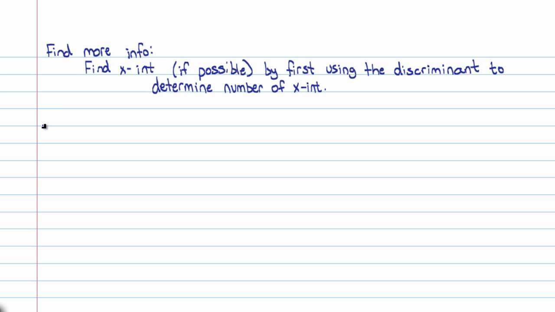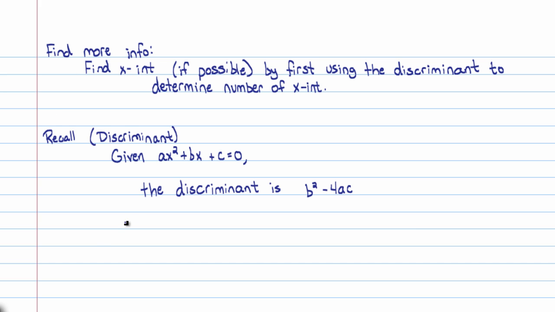Now recall what the discriminant is. Given a quadratic equation of the form ax squared plus bx plus c is equal to 0, the discriminant is defined to be b squared minus 4ac. And you should notice that b squared minus 4ac looks very familiar because it's from the quadratic formula. This was actually underneath the root in the quadratic formula, so a little arrow there.